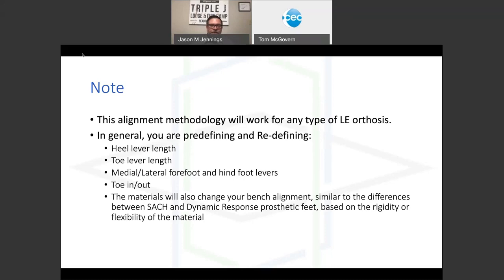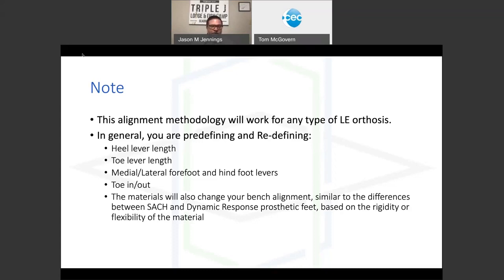And so really what you're trying to do in the tuning process is to define your heel lever arm length, your toe lever arm length. You can do wedges on the inside or wedges on the outside to address medial and lateral, both forefoot and hindfoot lever arms. You can address toe out sometimes, based on the density, it will either increase or decrease some of the rotation, but some of that comes from the hip as well.